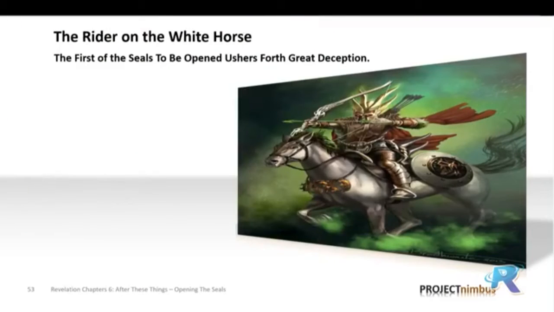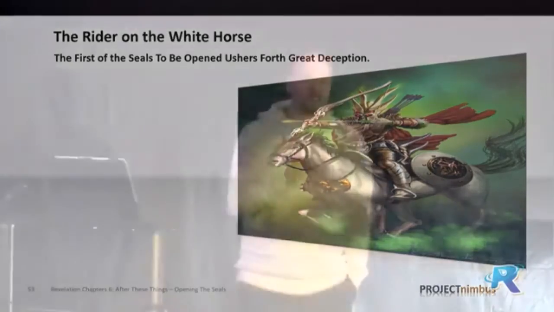So let's talk for a minute about the rider of the white horse. You see, the first of the seals to be opened ushers forth great deception. A lot of people focus on the aspect of this horse that describes him as a conqueror, but the real question is, how does he conquer? He conquers by deceiving. And it's interesting that even many commentators get fooled as to the identity of who the rider of this white horse is. And you'll see that at the end of this session.